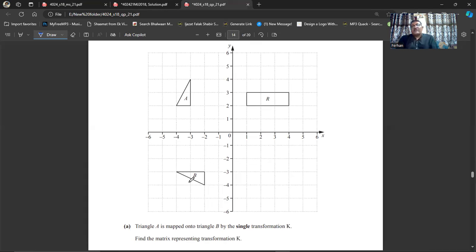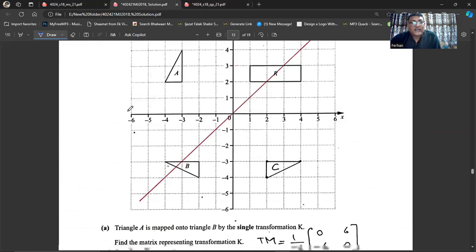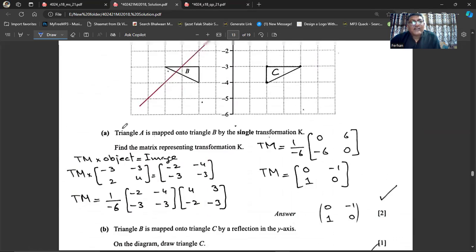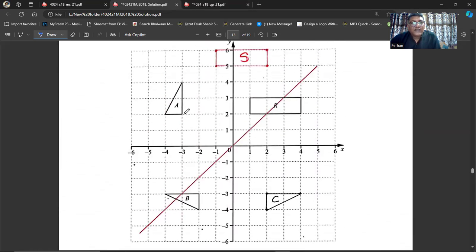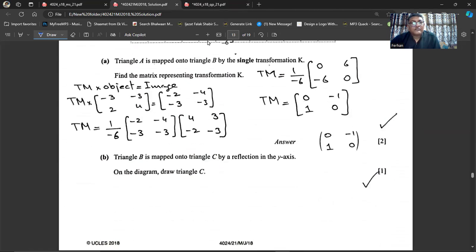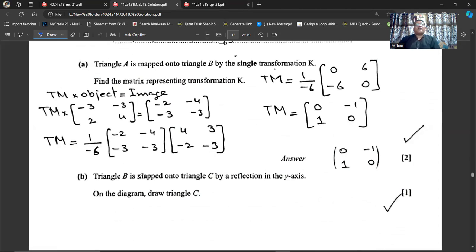If you want to find the matrix, the method is very simple. You know the transformation matrix multiplied by the object matrix is equal to the image matrix. For this purpose, I will take 2 points in the object and their corresponding points in the image. From A, I've taken (-3, 2) and (-3, 4). Their corresponding points in the image are (-2, -3) and (-4, -3).